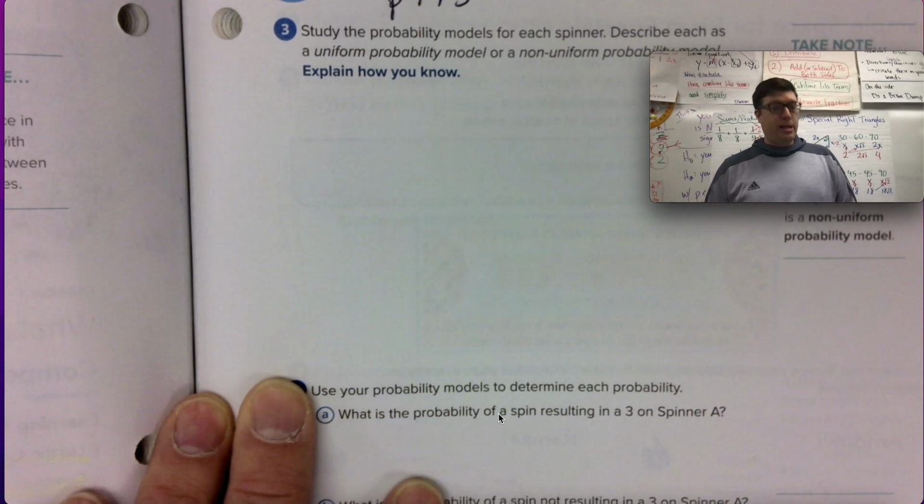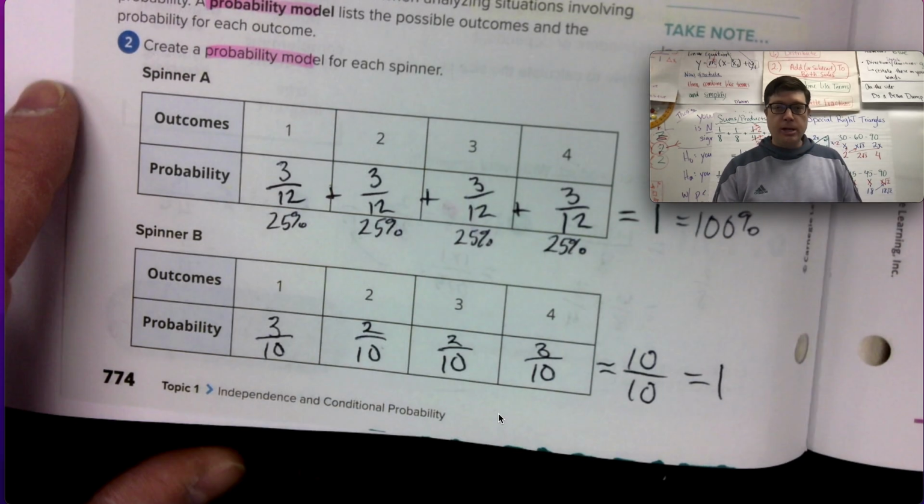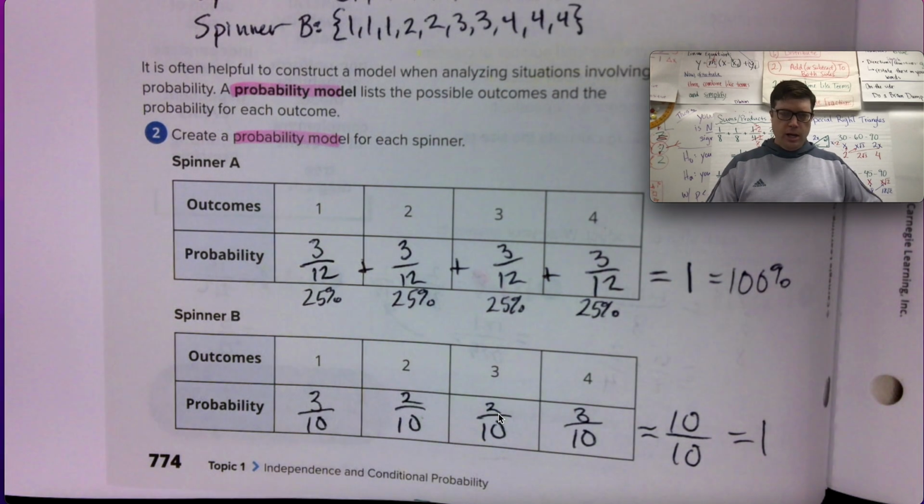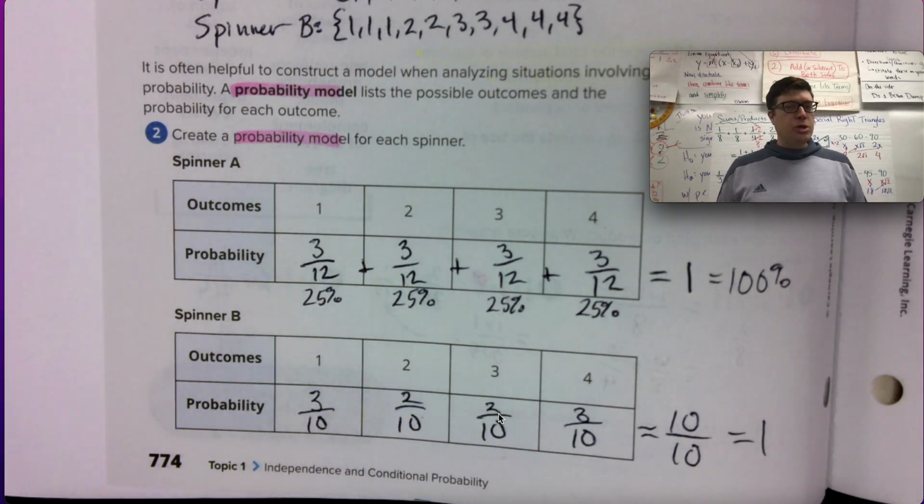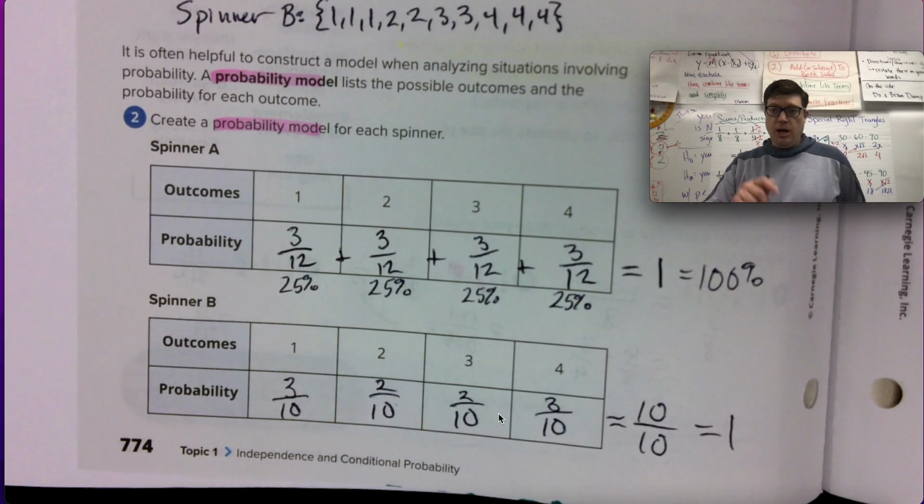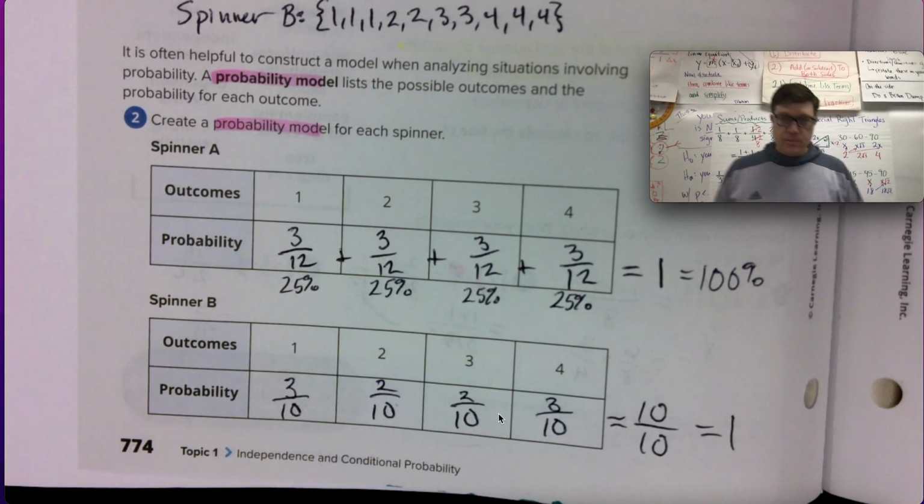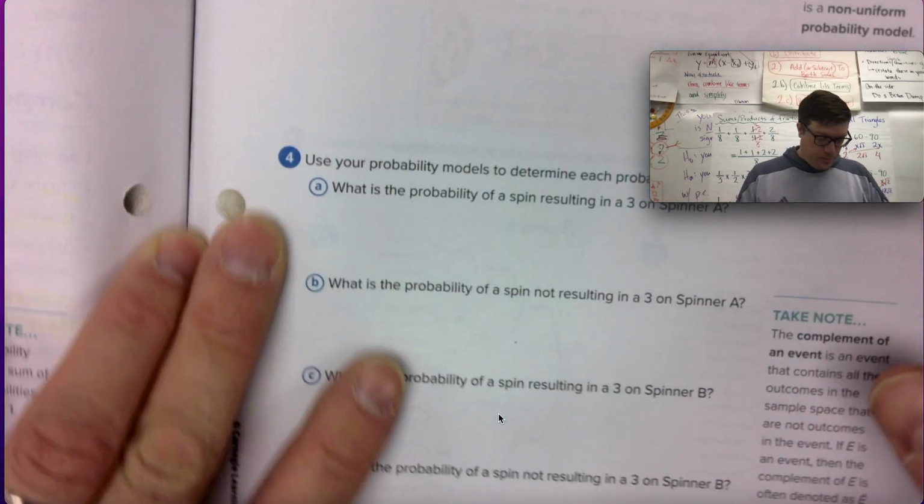You need to go back and make sure that you've completed the probability model. So maybe pause right here and then copy down, get the situation. We can answer question 3 on page 775 when you have this. So pause, go back to question 3.